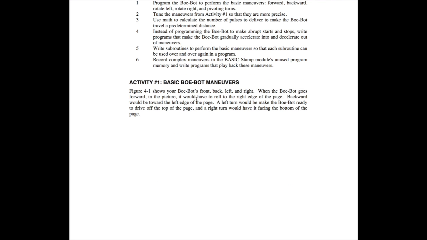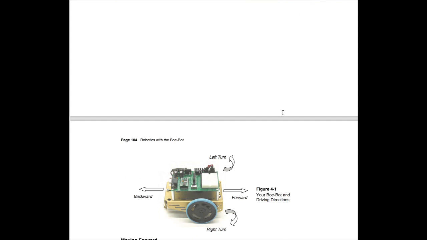Alright, Activity 1, Basic Bobot Maneuvers. Figure 4.1 shows your Bobot's front, back, left, and right. When the Bobot goes forward in the picture, it would have to roll to the right edge of the page. Backward would be towards the left edge of the page. A left turn would make the Bobot ready to drive off the top of the page, and a right turn would have it facing the bottom of the page. Okay, so let's look at that.